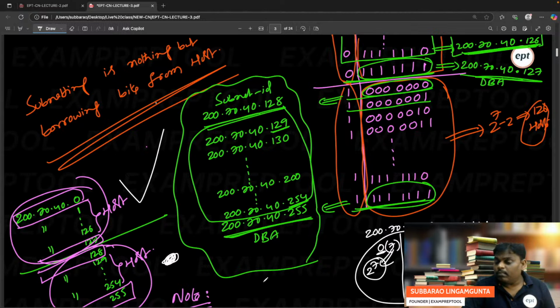Remember, subnetting means the network part will not change. In the host area, changes are there. The host area number of bits will decrease. Whenever the host area number of bits decreases, hosts will decrease. For one subnet, hosts will decrease, because from the host area you are taking bits.